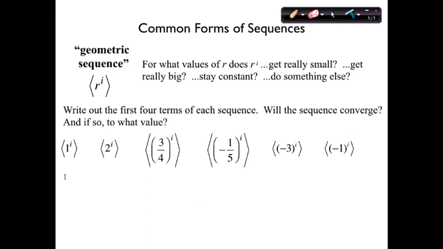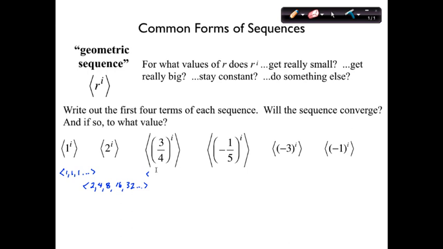The sequence of ones. Is it right? Converges or diverges? Converges to 1. 2 to the I. What do we get? 2, 4, 8, 16, 32. Definitely diverges, right? Okay, next one. 3/4 to the I.